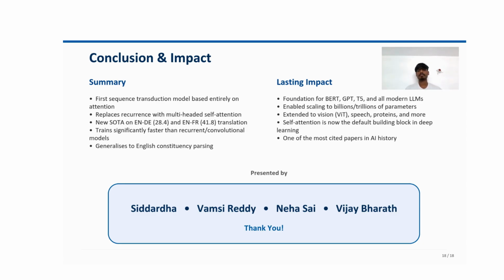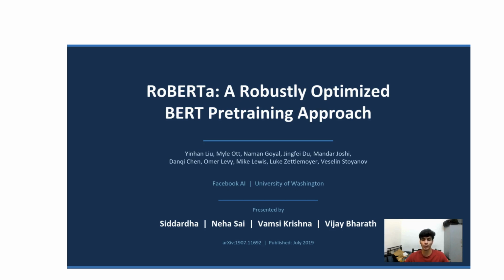Next is RoBERTa, a robustly optimized BERT pretraining approach. This work was proposed by researchers from Facebook AI and the University of Washington. So the key idea of this paper is very interesting. Instead of designing a completely new architecture, the authors focused on improving an existing model. So, BERT is an existing model, and they improved it by optimizing how it is trained.